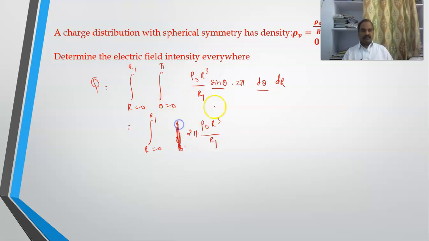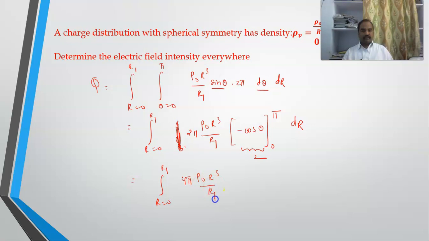Okay. Now for sin theta, what will I get? I will get minus cos theta, and it must vary from 0 to pi, with dr still there. So what is this value? We have already done it, it is 2. So what will I be getting now? r is equal to 0 to r1, and its value is 2, so it is 4 pi rho naught r cube by r1 dr.